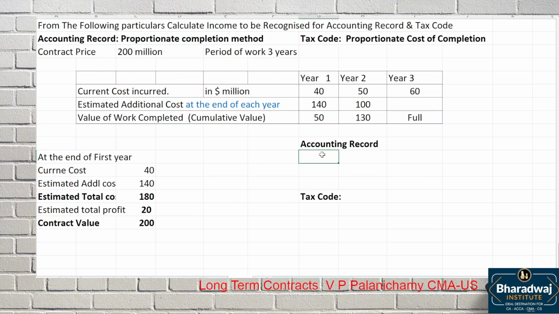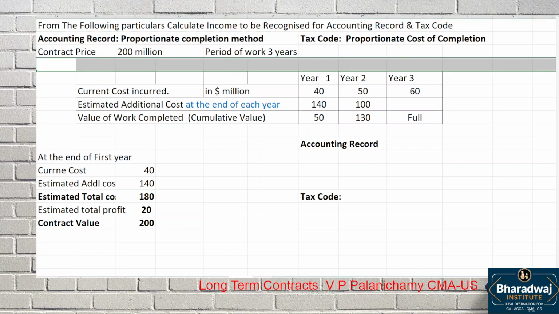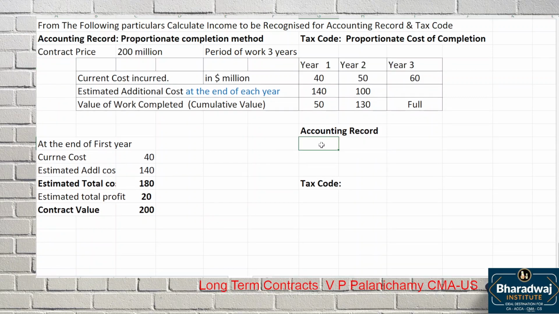In accounting record, how do we work out? Based on proportionate completion method. What do you mean by proportionate completion method? How do you work out based on proportionate completion method? Okay. Work completed divided by contract price or total contract value into estimated total profit.